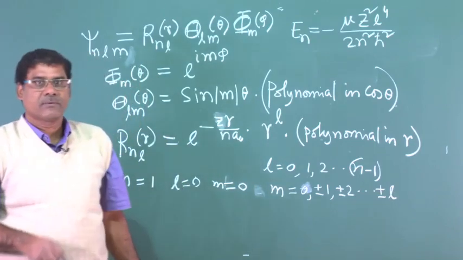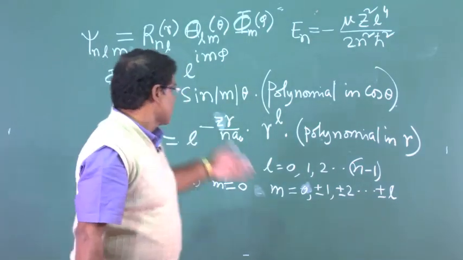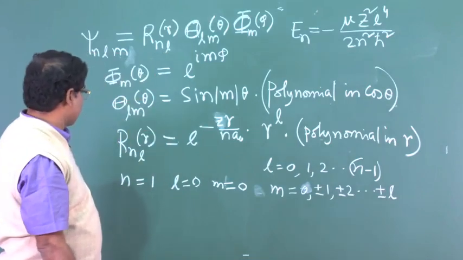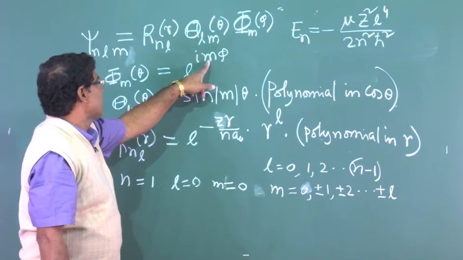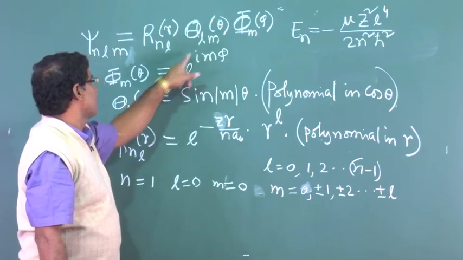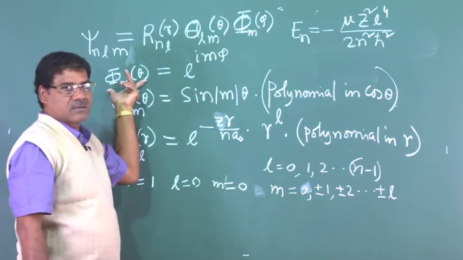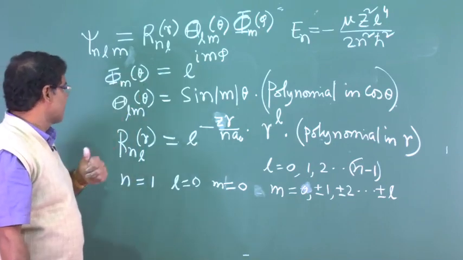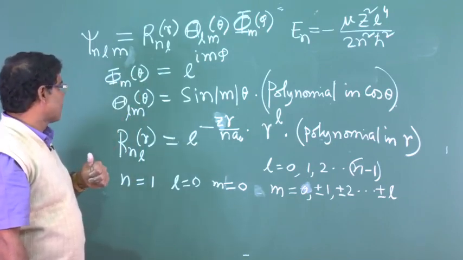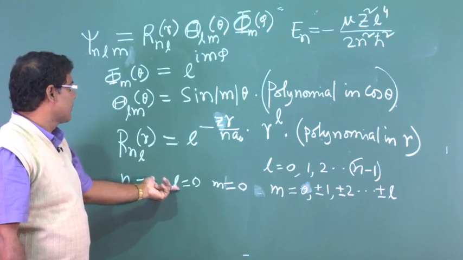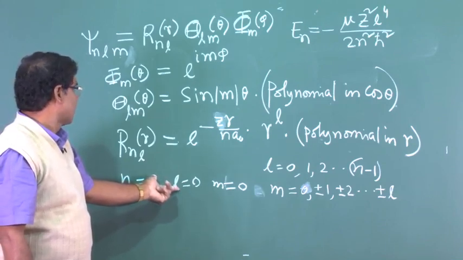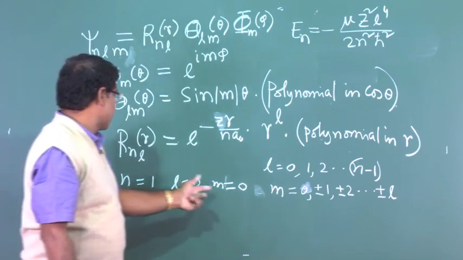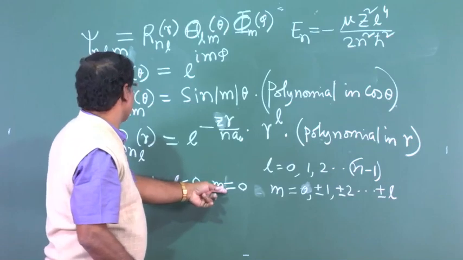For m equal to 0, what will be the wave function? So m equal to 0, this part is 1. And for L equal to 0, and corresponding m equal to 0.